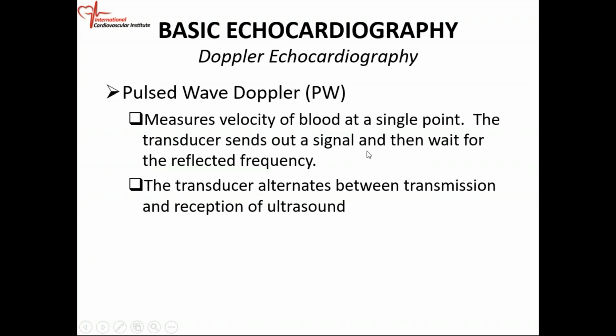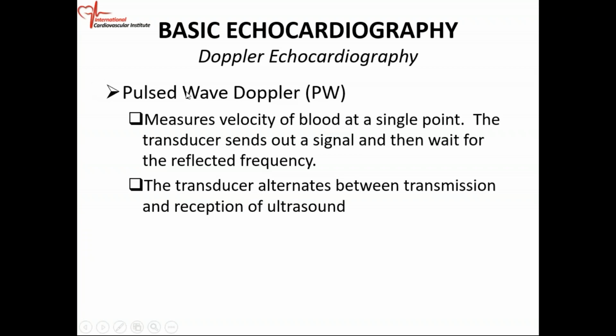The transducer sends out a signal and then waits for the reflected frequency. That is pulse wave. So you send out a sound wave, and then you're waiting for it to return. The problem with that, however, is you can only measure low velocity flow. With pulse wave Doppler, you're sending out a signal and waiting for it to return, so it is limited by low velocity. Once you have higher velocity, you get something that we call aliasing, and we're going to discuss that.